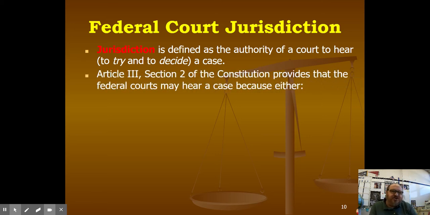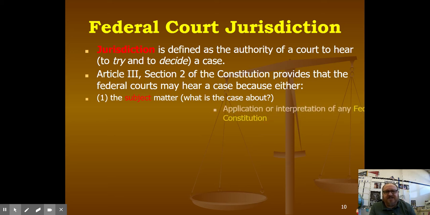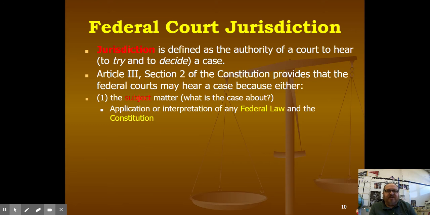Article 3, Section 2 of the Constitution provides that federal courts may hear a case because of either, number one, the subject matter. So, what is the case about? Usually that means it has to do with the Constitution or something directly having to do with federal laws. Okay, so the application or interpretation of any federal law and or the Constitution. Any matters pertaining to the sea. Okay, so any offenses or laws that were broken while on the ocean.